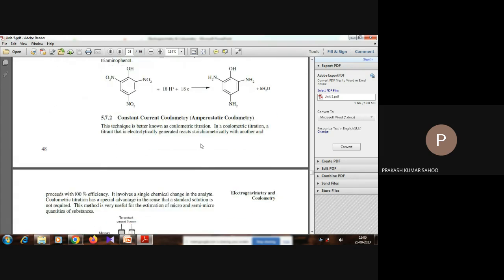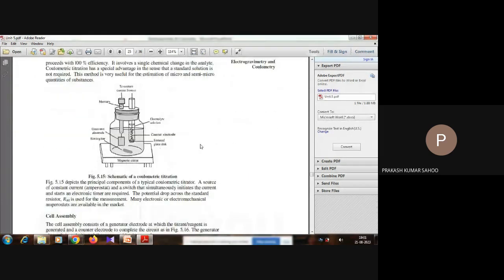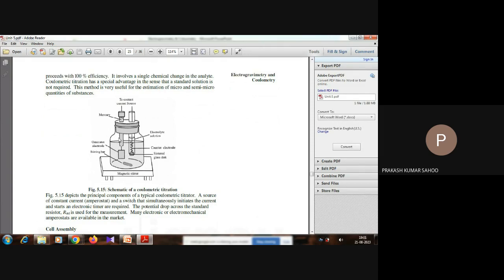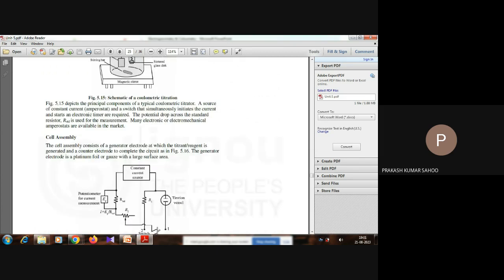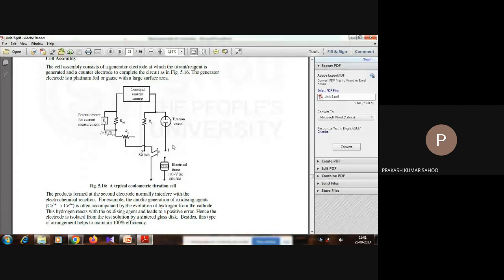Then constant current, that is amperostatic. This is just a diagram of coulometric titration by amperostatic, that is, the current remains constant. Here a mercury electrode is used, and the current remains constant by an external circuit. This is the electrolytic solution, the counter electrode, and this is the filtered glass disc. A magnetic stirrer will be here. The generator electrode acts as the cathode. The cell assembly is just like this. This is the circuit diagram.